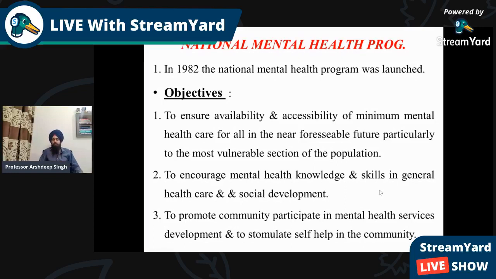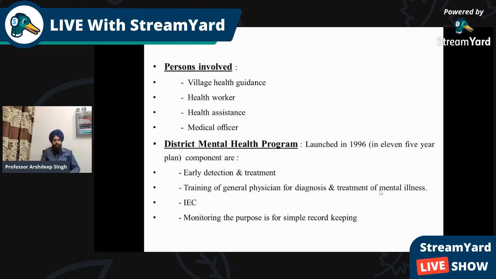Third, to promote community participation in mental health services development and to stimulate self-help in the community. Different types of mental health services are implemented under different programs by the government of India or the state governments. The point written here is self-help in the community. By their own efforts, community members should try to get these services provided by the governments. So these were the main objectives under this program.